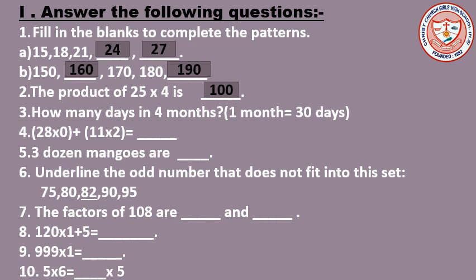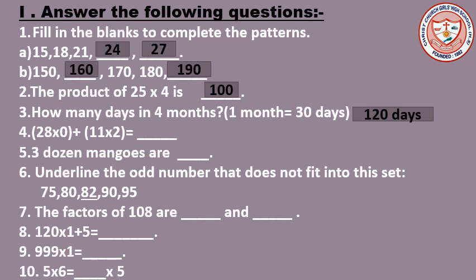Question number 3. How many days in a month? I'm sorry, the question is how many days in 4 months? The hint is here we can take 1 month equal to 30 days. So what will be the answer, girls? Yes, the answer will be 4 into 30 days. That gives us 120 days. Alright, clear?